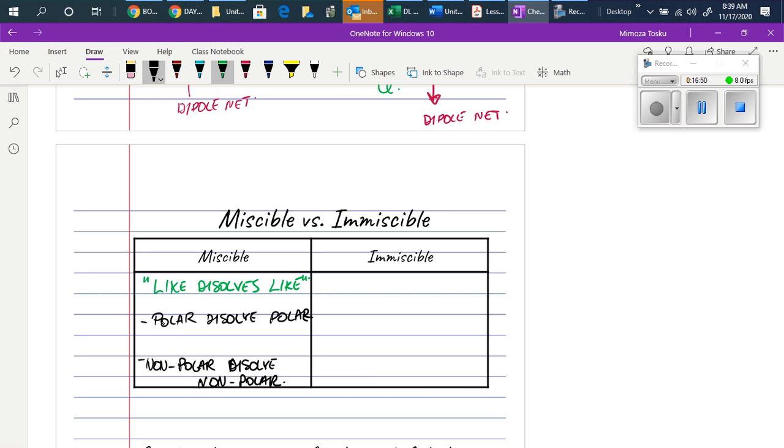But when we say that it is immiscible, that means that unlike do not mix. Likes will not be mixed with a non-like. So that means that non-polar will not mix with a polar.